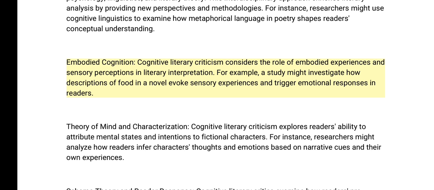Theory of mind and characterization. Cognitive literary criticism explores readers' ability to attribute mental states and intentions to fictional characters. For instance, researchers might analyze how readers infer characters' thoughts and emotions based on narrative cues and their own experiences.